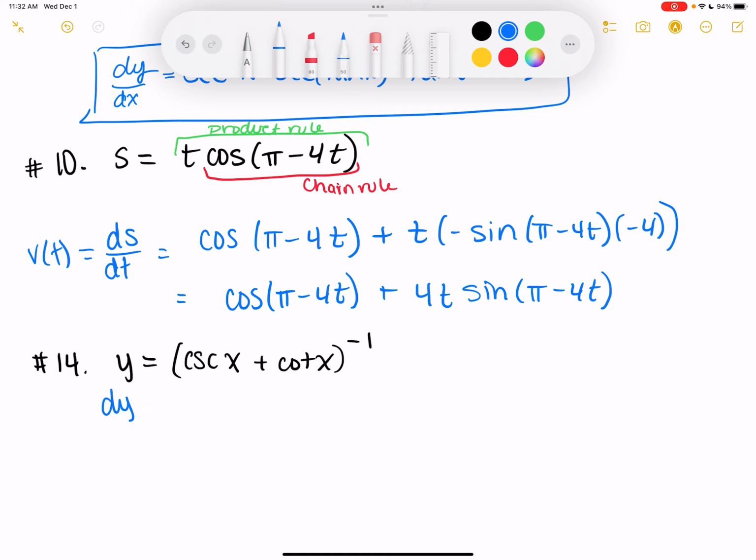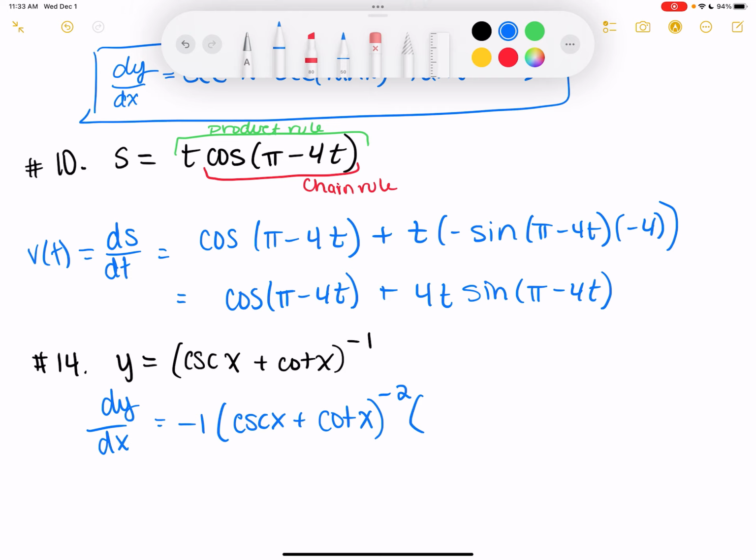So dy dx is equal to, okay, the derivative of the outside. I'm going to bring the negative 1 out front. I'm going to copy everything down that's in the parentheses as is, so cosecant of x plus cotangent of x. I'm going to subtract 1 from the exponent. That's going to raise that to the negative 2. Then I'm going to multiply it by the derivative of the inside.